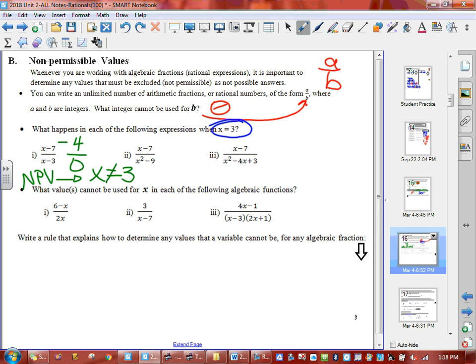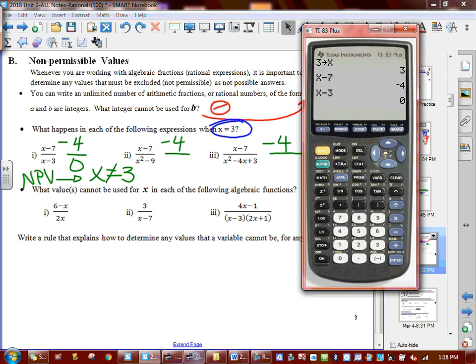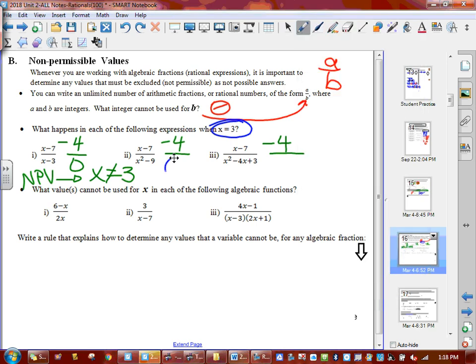Okay? Now we're going to stick it into the second one. So x subtract 7 is our top number for all of them, so that means we have a negative 4 on top for all of them. We want to know what our denominator becomes. So let's take a look down in our calculator. We're going to type in x squared subtract 9. And what do we get? 0. So if x is 3 in this case as well, we get a non-permissible value of 3 because we get a 0 on the bottom.